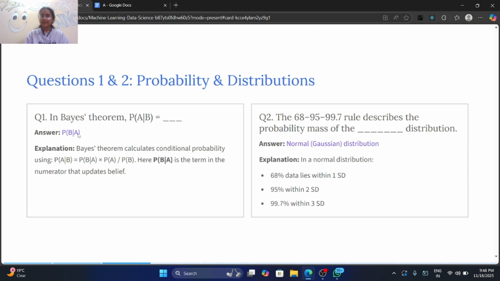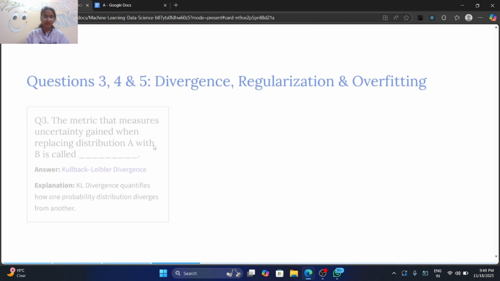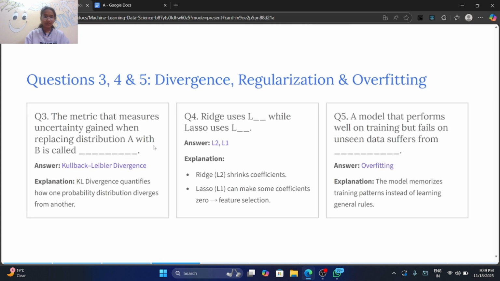The 68, 95, 99.7 rule describes the probability mass of which distribution? In normal distribution, you know very well 68% of data lies within 1 SD, 95% within 2 SD and 99.7% within 3 SD. So you have definitely seen this bell-shaped curve. This curve tells us how the data is spread around the mean. And this only happens in normal distribution, right? So the answer is normal distribution, also known as Gaussian distribution. Now move on to the next question.